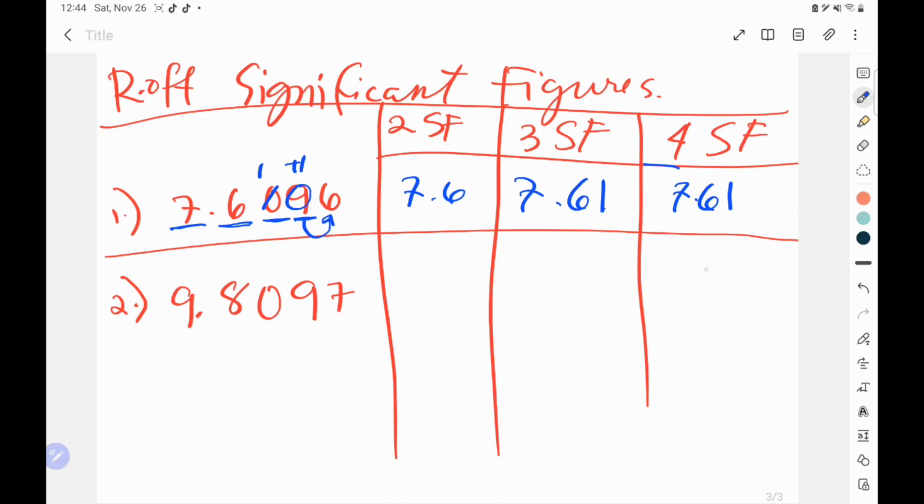7.61. But it says here a 0, alright, significant figures. We have 4 significant figures, so you have to add another 0 there to make it 4 significant figures. Because remember, all the zeros after the decimal point are all significant.